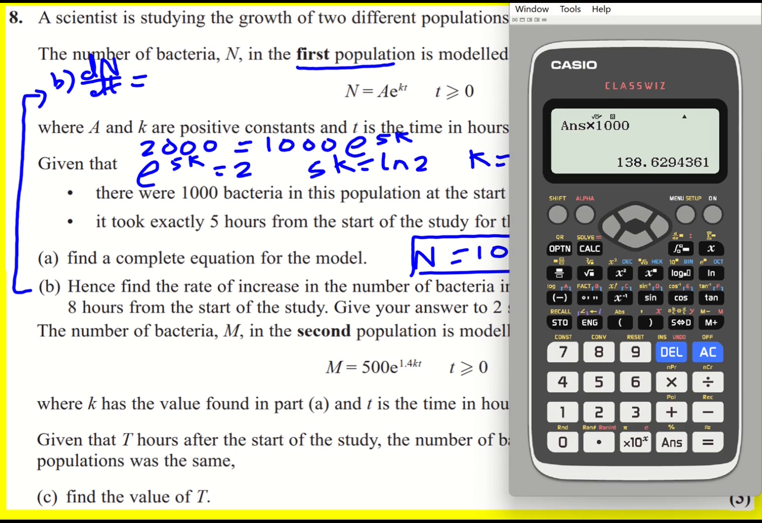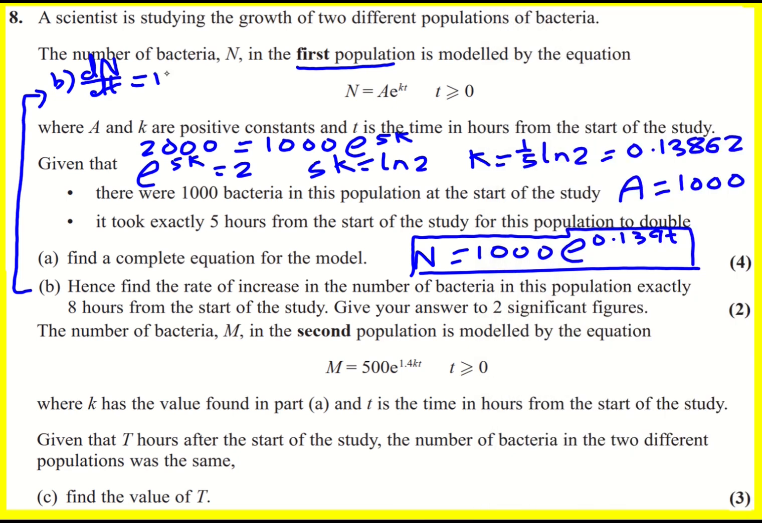So 138.629 multiplied by e to the 0.13862. Okay, so I've left it exact rather than using the rounded version. I always think that is good practice in science to do that, regardless of whether the mark scheme lets you get away with not doing that.